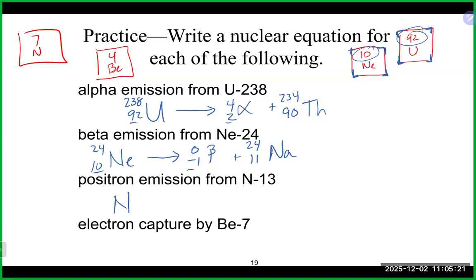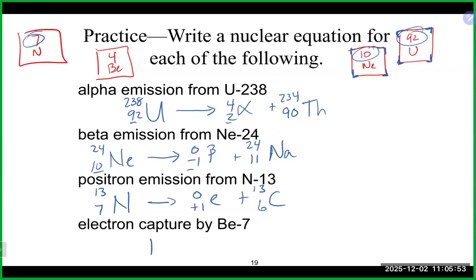Nitrogen 13 up on top, 7 from the periodic table there. Positron emission means 0 and plus 1, and again, you can use the E or the beta symbol if you like. That means on the bottom we got 7 and 1, so we're going to subtract that. That's going to give us a 6. And number 6 up there looks like carbon. And 13 minus 0 up on top is 13 in this case. Any questions on those there?